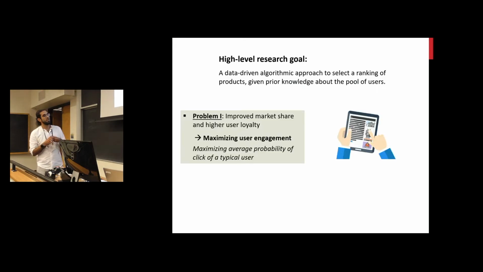In particular, the first question, problem number 1, pertains to improve market share and long-term customer loyalty of the platform. In particular, I'm going to try to show how we can maximize the user engagement. So what is user engagement in this context? It is the average probability of receiving a click from a typical user in such a platform.